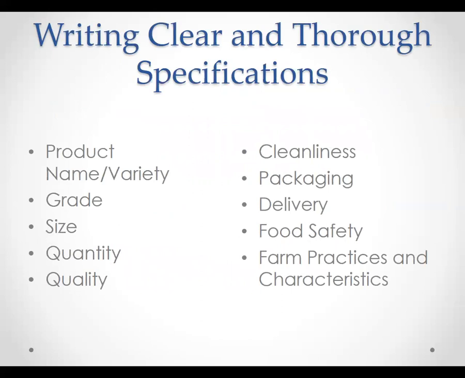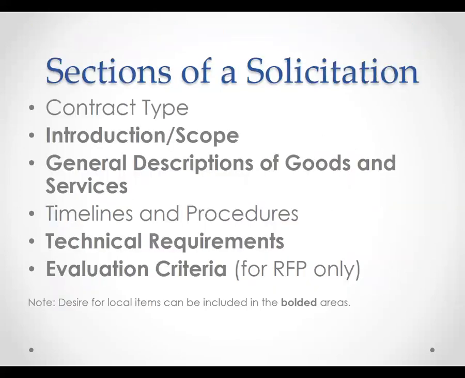Here are just a few areas where you can specify what you want: product name and variety, grade, size, quantity, quality, cleanliness, packaging, delivery, food safety, farm practices, and characteristics. The bolded sections are sections where you can easily add wording for geographic preferences. Remember, geographic preference is a preference only, not a specification.